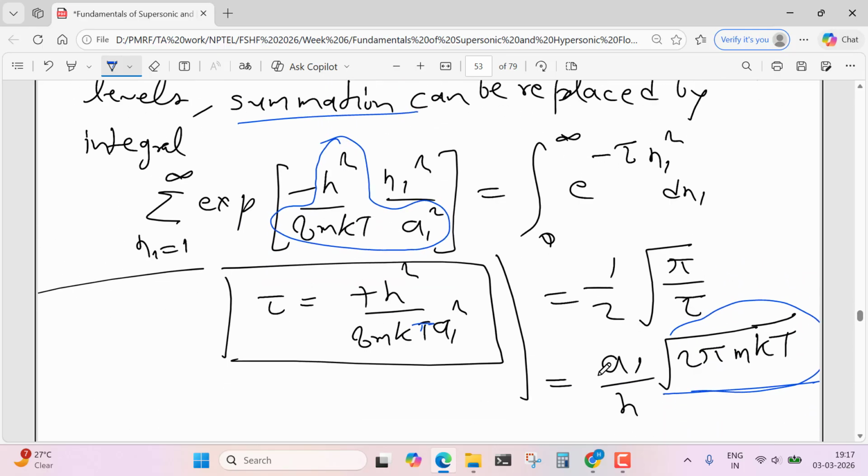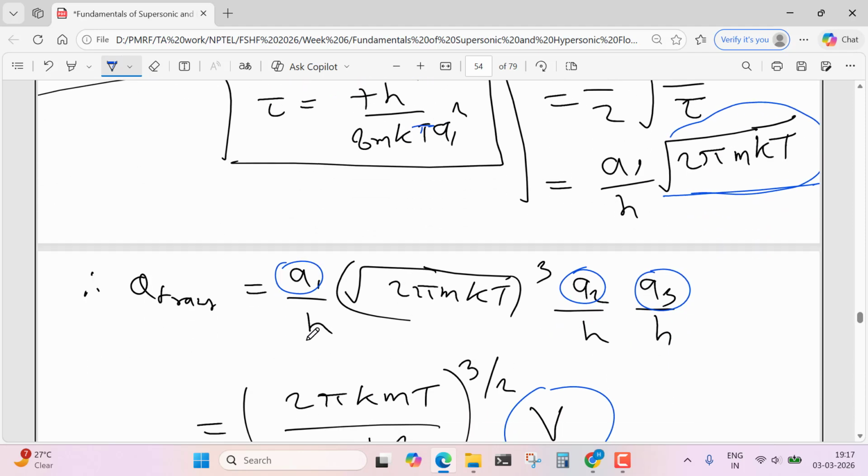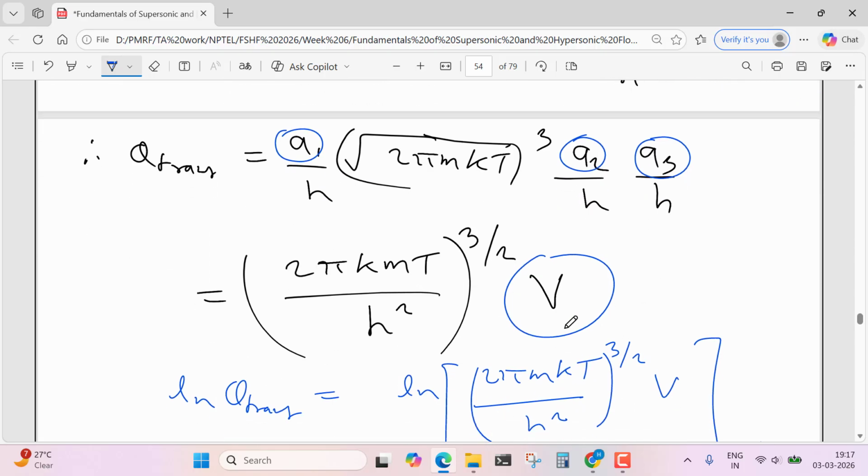So if you multiply all these three, we will get a1 upon h under root 2 pi mkT whole cube, a2 upon h into a3 upon h. Now if a1, a2, a3 are the dimensions of the system, so if you multiply these three, you will get the volume. So Q translation is given by 2 pi mkT upon h square to the power 3 by 2 into V.